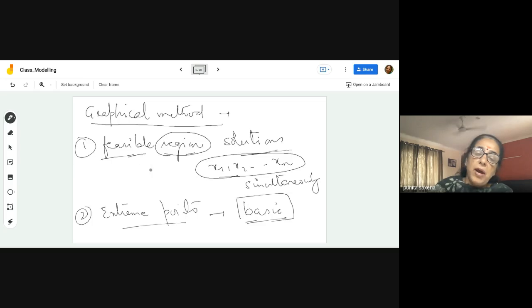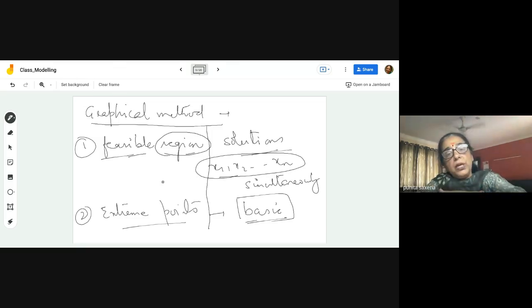See, why I'm doing all this is because the graphical method is something that you have already seen. What is going to be the corresponding term in the algebraic method of solving? Now I'm going to explain that.